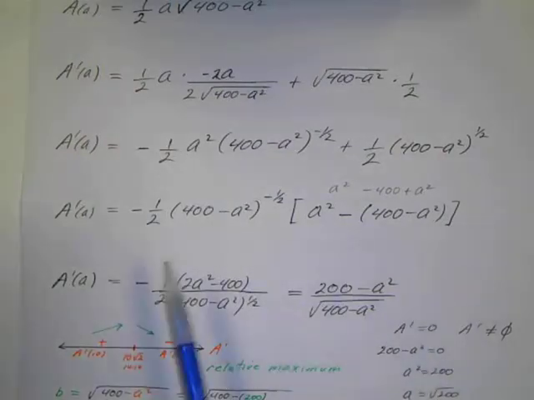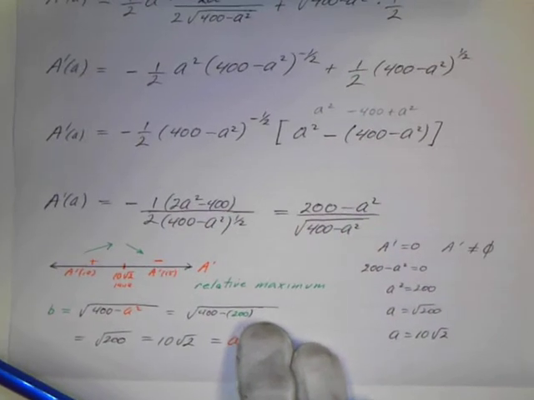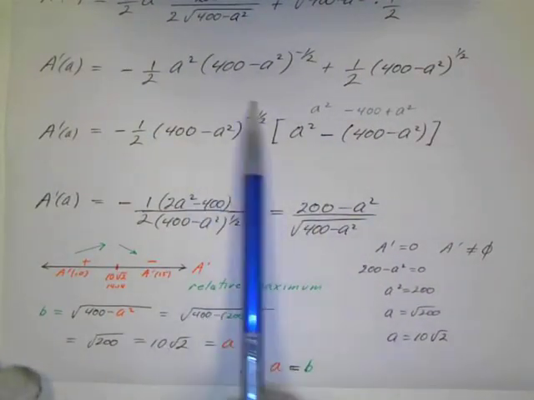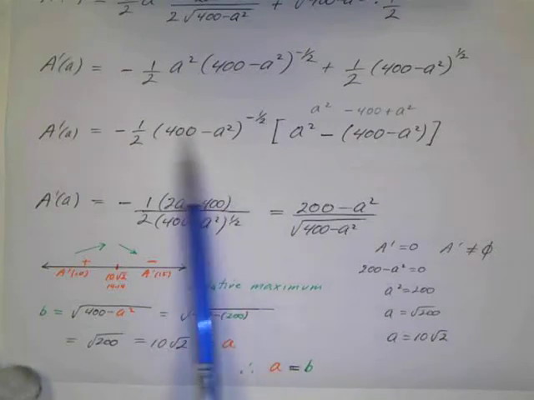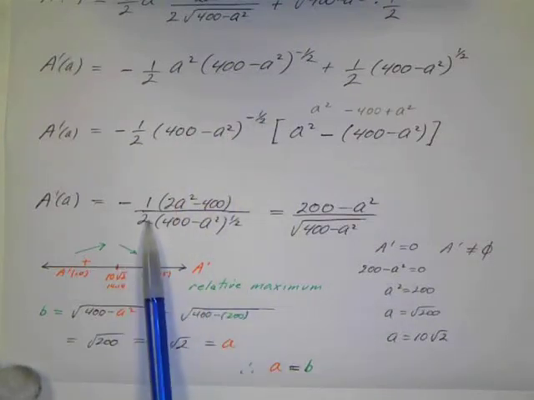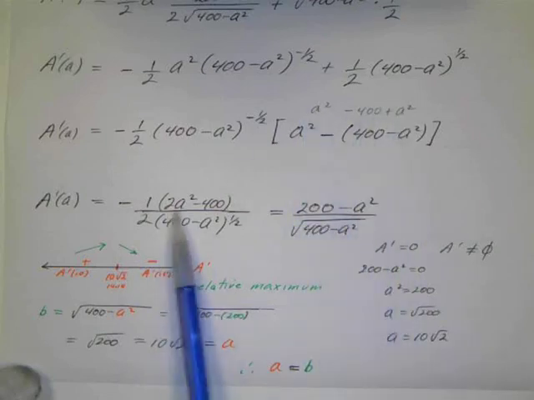Okay, so now I can simplify this more, and we'll make it into a fraction because we're going to try to take the derivative, or evaluate the derivative, pardon me. So I'll put this on the bottom, so that becomes 400 minus a squared to the positive 1/2 on the bottom. I have a negative 1/2 there, and then this was just going to be 2a squared minus 400.